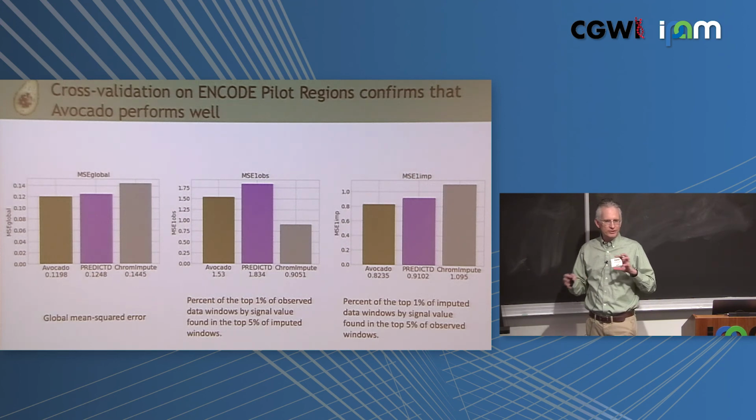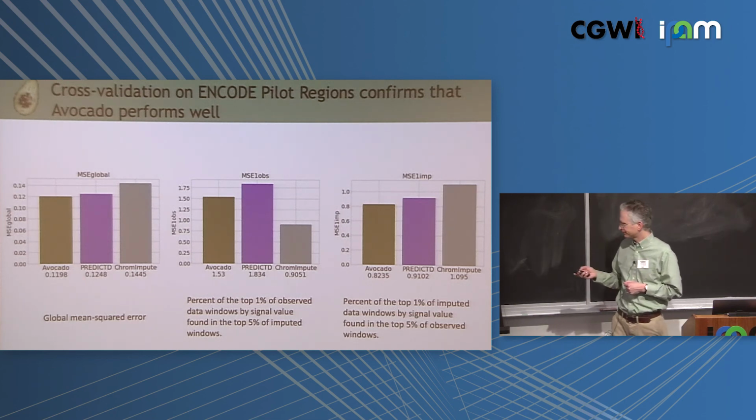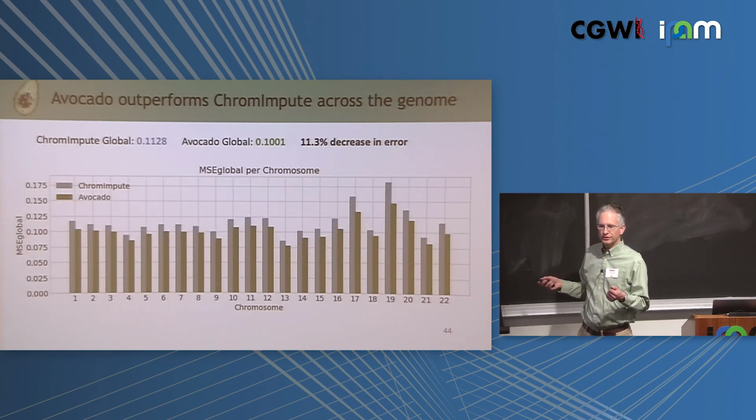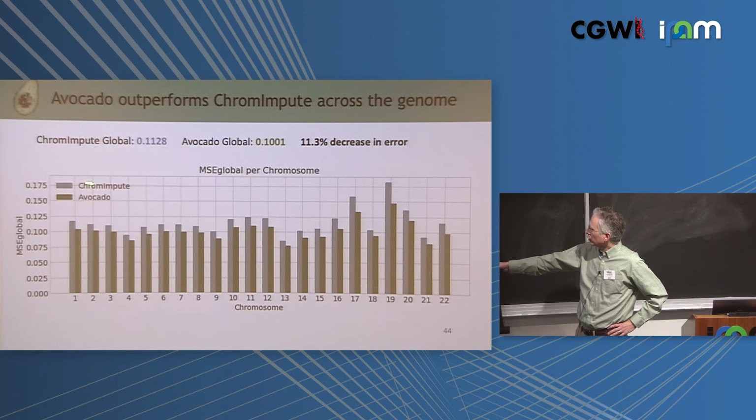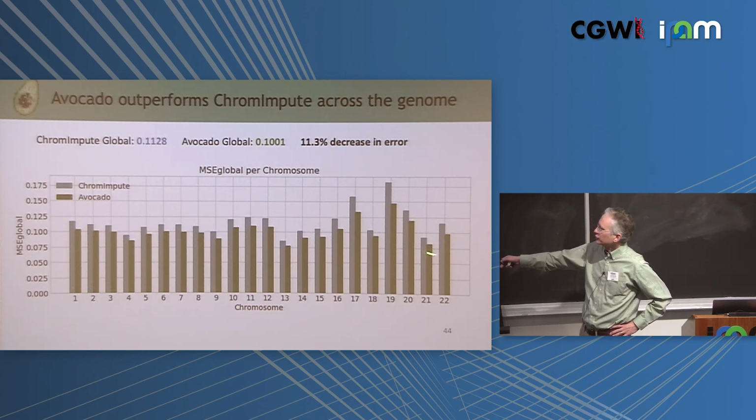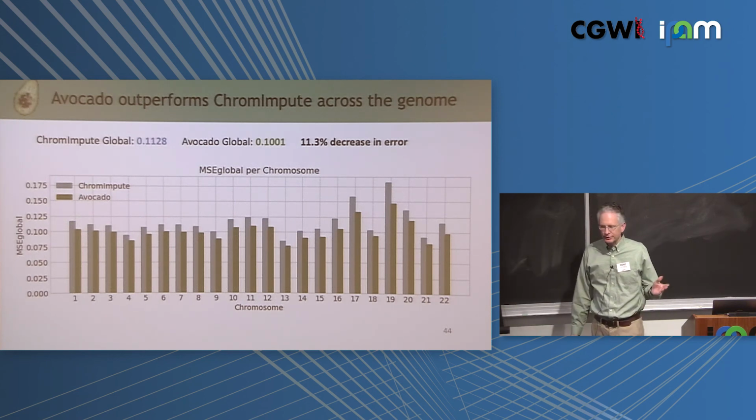So that's sort of consistent with this idea that maybe we're getting over-prediction of some of the peaks from ChromImpute. Here's the one that someone asked about before. This is just looking at, now we're doing it across the entire genome, and we're looking at ChromImpute versus Avocado on a chromosome by chromosome basis, and it's fairly consistent.